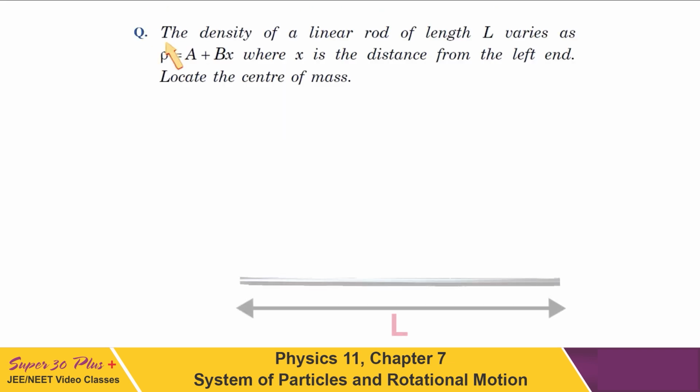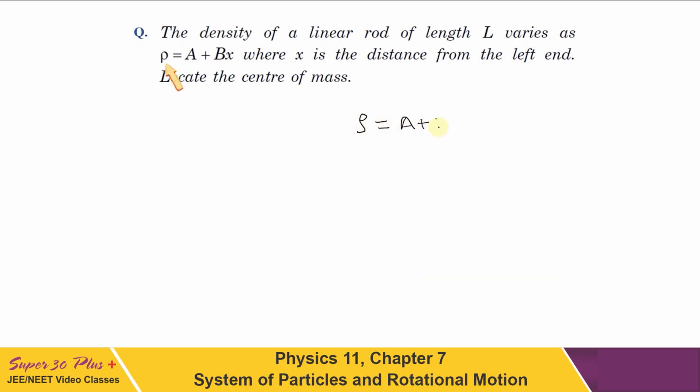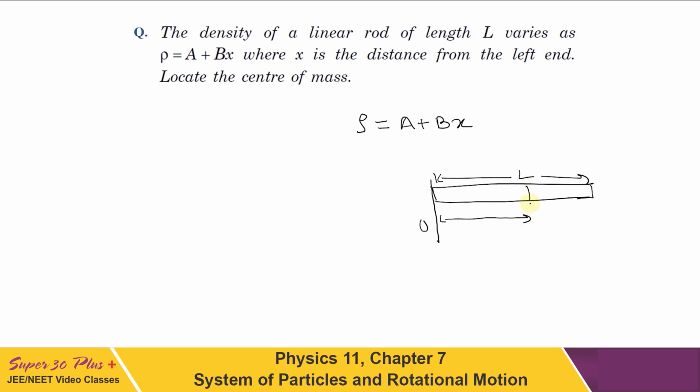Next is the question. The density of a linear rod of length L varies as, here density is not constant, it is varying with x, that is given by a plus bx. So let us consider a rod of length L which has this varying density, where x is the distance from the left end. So if we consider this to be the reference, from here let us consider a small element at distance x and this element is having width dx.